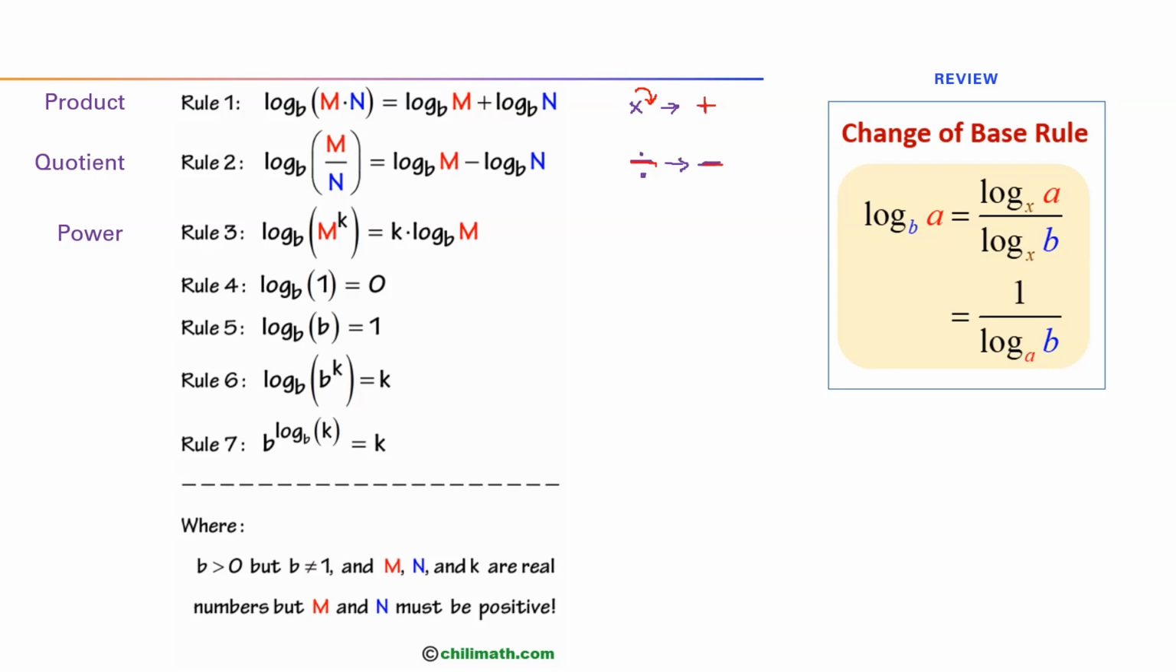That's how we remember it. And for the power, it is rule number 3: log base b of m to the power of k. We bring k in the front. Here, k in the front. That's the power rule. And rule number 4, we have log base b of 1 is equal to 0, because b to the power of 0 equals 1. Any number raised to the power of 0 will be equal to 1. Similar to this, b to the power of 1 is b.